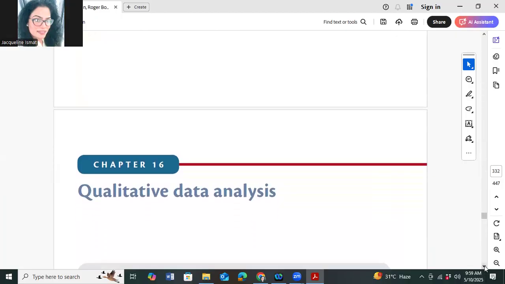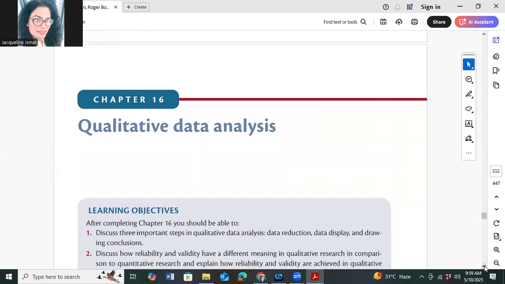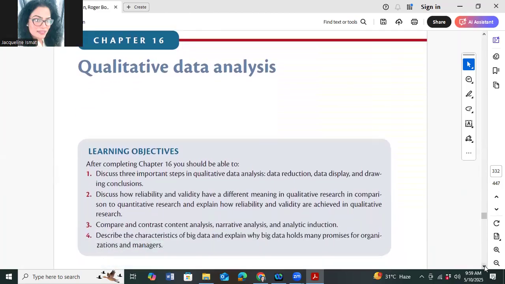Qualitative data analysis is chapter 16 as per the book I have included on your LMS. So we are going to read and have a discussion. We are talking here about three important steps in qualitative data analysis. Keep in mind, qualitative data is more about learning, it's more about content. So we learn data reduction, we learn data display, and drawing conclusions.